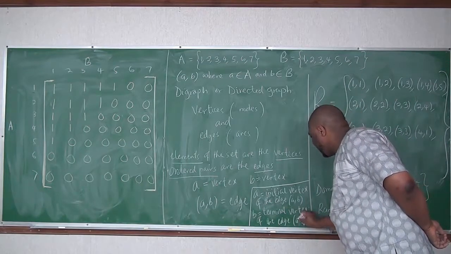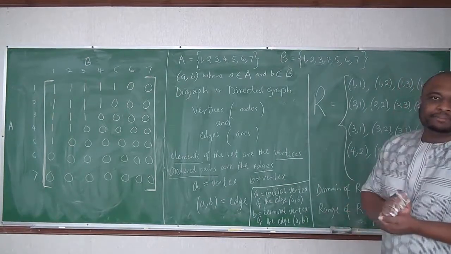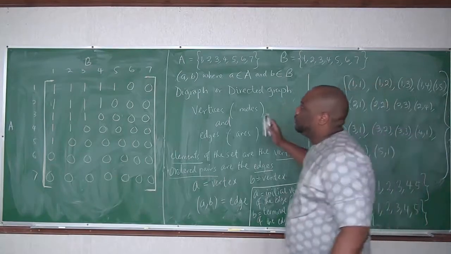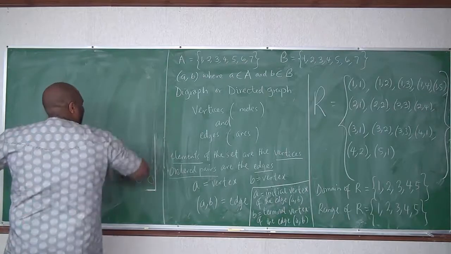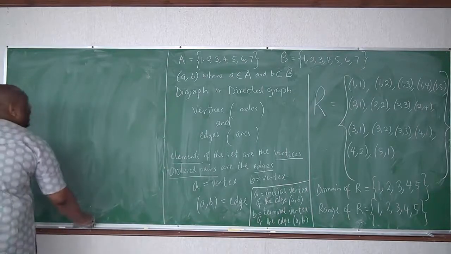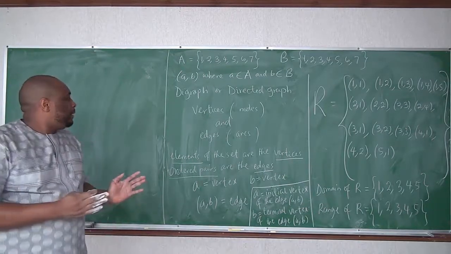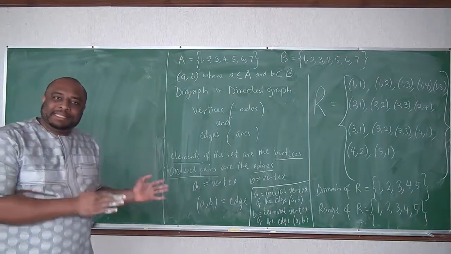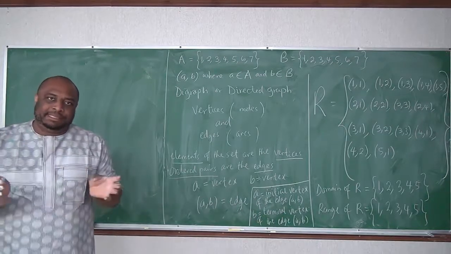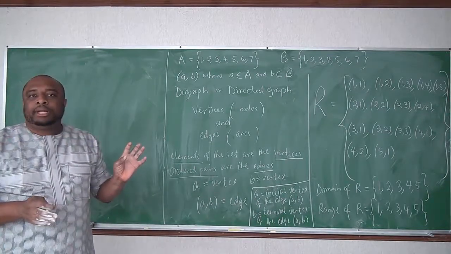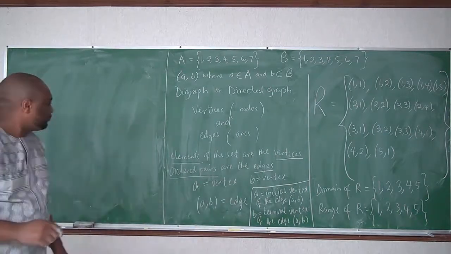Okay, the elements are the vertices and the other pairs are the edges. Alright folks, let us now draw a digraph of this. So we just say that a digraph is a pictorial representation of a relation that has vertices and edges. The vertices are the elements of the relation. Okay? And the edges are the other pairs of the relation.